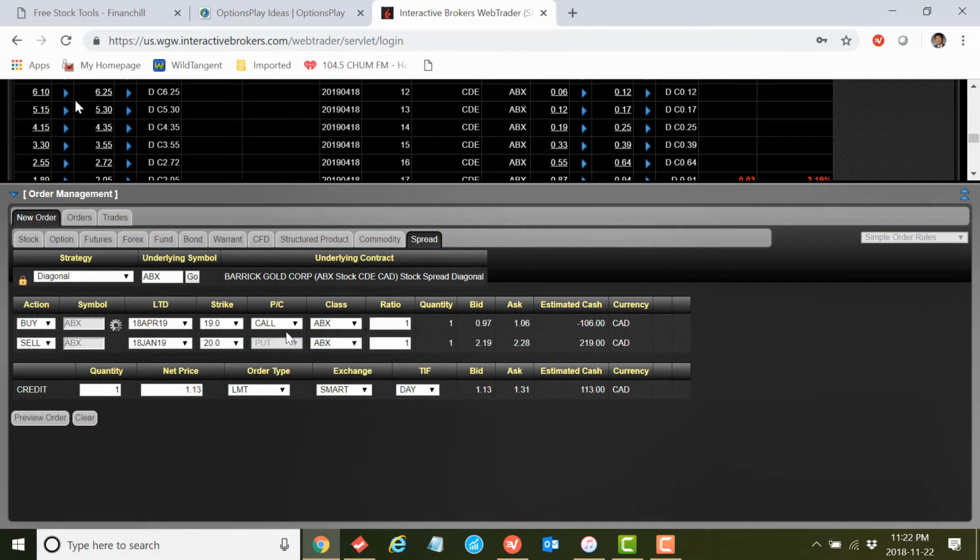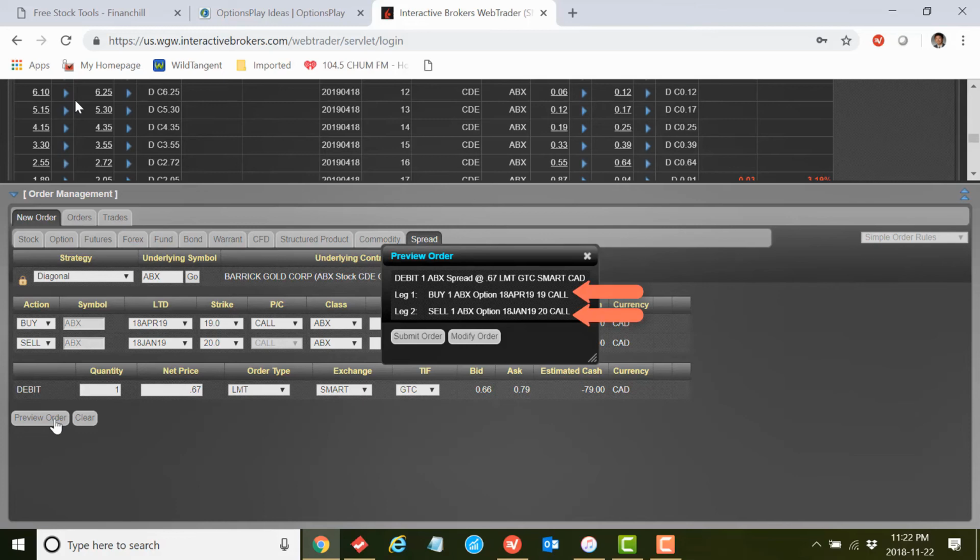Now, very important, always make sure you select the proper call instead of a put. That's a mistake very easily made. So I'm buying April, selling January, 19 buy, 20 sell. Here's my spreads. Always good to close. And I'm going to be offering just a little bit more than the next person, so 67 cents. I'm not that desperate. And here's how it executes. It's a debit spread, buying one with April at 19 and selling another one, also a call, for January at $20. And that's how we enter the diagonal calendar spread.